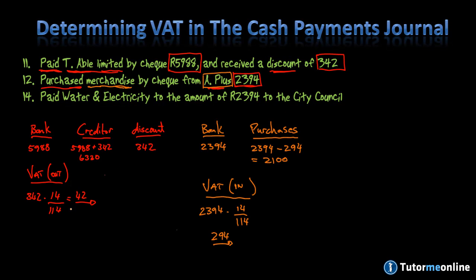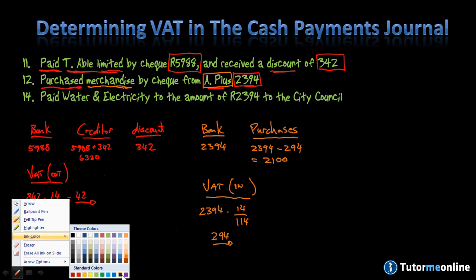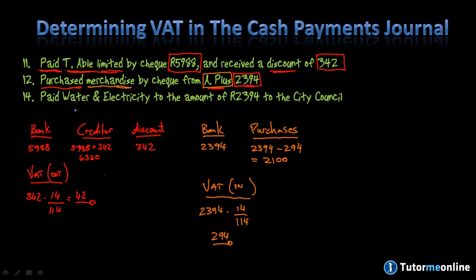So let's do the final transaction. In the final transaction, we paid water and electricity to the amount of 2394 to the City Council. So let's determine the ledger accounts applicable in this case. We know that this was a payment made, so of course that immediately tells us that we are dealing with the bank account. It was made to water and electricity, so we'll abbreviate that to WE, and this would be a sundry account in the cash payments journal. And then finally, we need to determine the VAT portion of that amount and whether this was an input or an output.